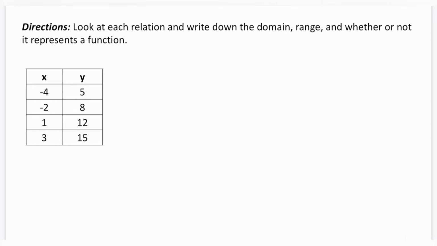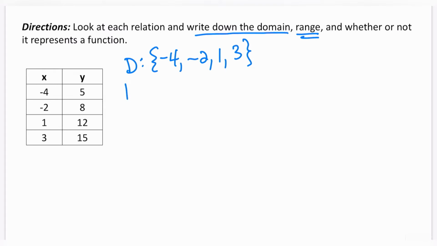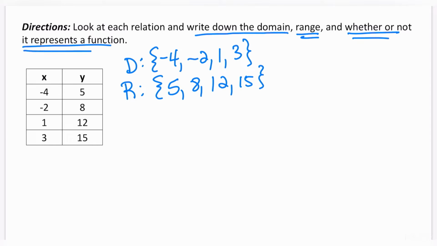Directions: look at each relation and write down the domain, range, and whether or not it represents a function. In the first example, we had a list of ordered pairs. In this example, we have basically a t-table or a table of values. Notice that we have the x's and the y's. So our job is to write down the domain. The domain in this case is all the x values, -4, -2, 1, and 3. The range is the y values, 5, 8, 12, 15. And now we have to determine whether or not it represents a function. None of the x's repeat, therefore, yes, this is a function.